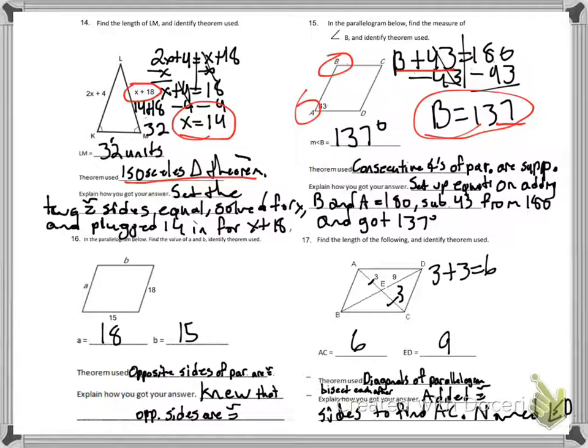Number 16. I know the opposite sides of parallelograms are congruent, so I know that this side is congruent to this side. And that's opposite sides of a parallelogram are congruent. Number 17. Find the length of the following. Identify the theorem used. Diagonals of the parallelogram bisect each other. So we're looking for AC, and I know that AE is congruent to CE, so that's 3 and 3. 3 plus 3 is 6 for AC. And then I look at ED, and we are already given ED, so I just wrote down 9. I just named the side that it is. Alright.